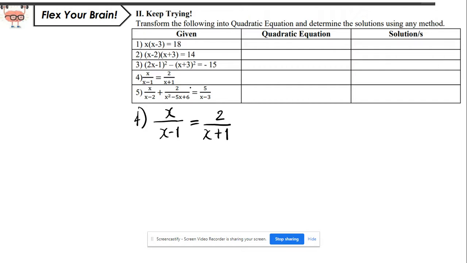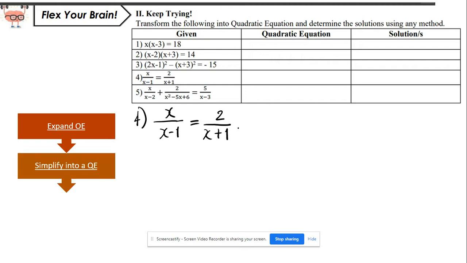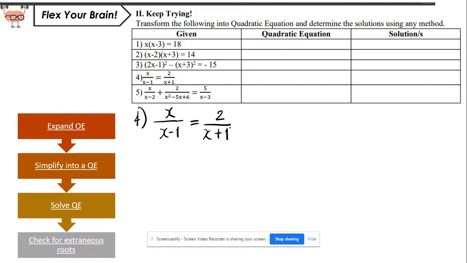Recall that our steps in solving this are as follows. First, expand this original equation, in this case, a rational algebraic equation. Pangalawa, simplify into a quadratic equation. Pangatlo, solve the resulting quadratic equation. And finally, check for extraneous roots.